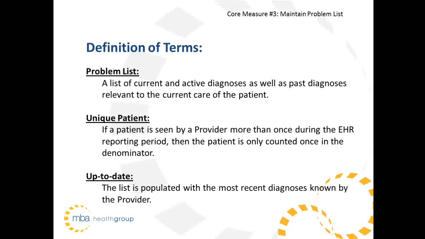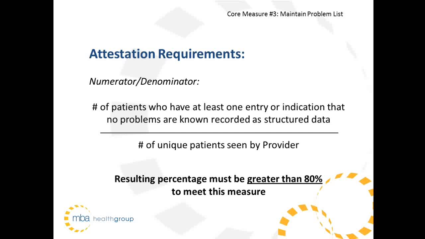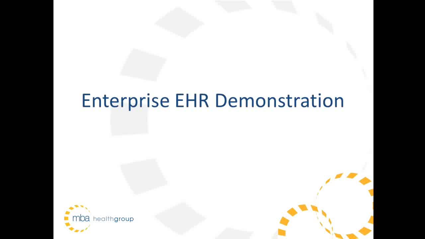by the provider. The attestation requirements for this measure include a numerator and a denominator. The numerator for this measure is the number of patients who have at least one entry or indication that no problems are known recorded as structured data. The denominator is the number of unique patients seen by the provider during the reporting period. The resulting percentage must be greater than 80%, and there are no exclusions for this measure.